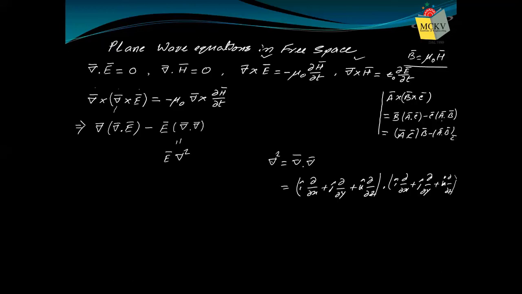This one. Now dot product. Dot product means i dot i, j dot j, k dot k. These will be 1. i dot j, i dot k, j dot k, these will be 0. So i dot i is 1. That means in that case, del x into del x. What is the value? Del 2 del x 2.